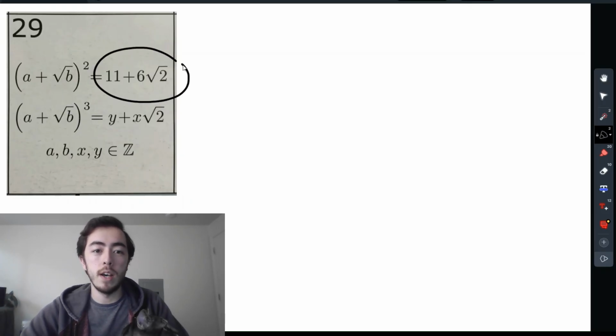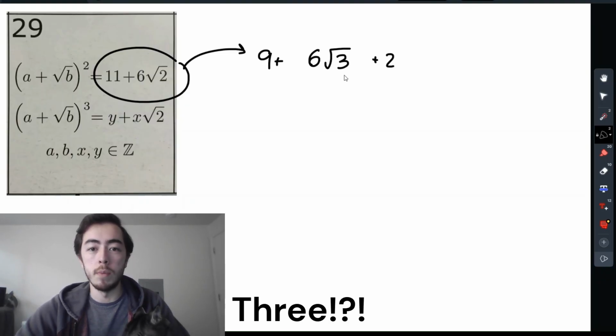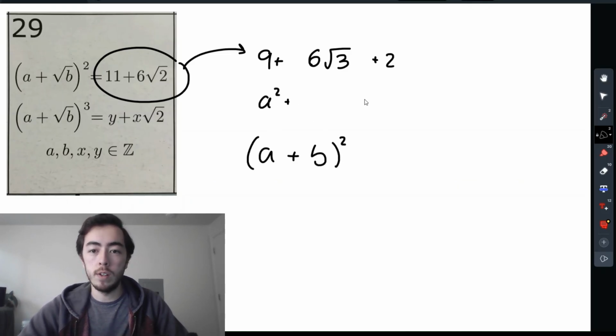So the idea behind knowing that this is a square is to split up the 11 into 9 plus 2, and then we can keep the 6 root 2 the same in the middle. And here we almost secretly have a binomial squared format right here, where we have the square of the first plus the square of the second plus twice the product of both.